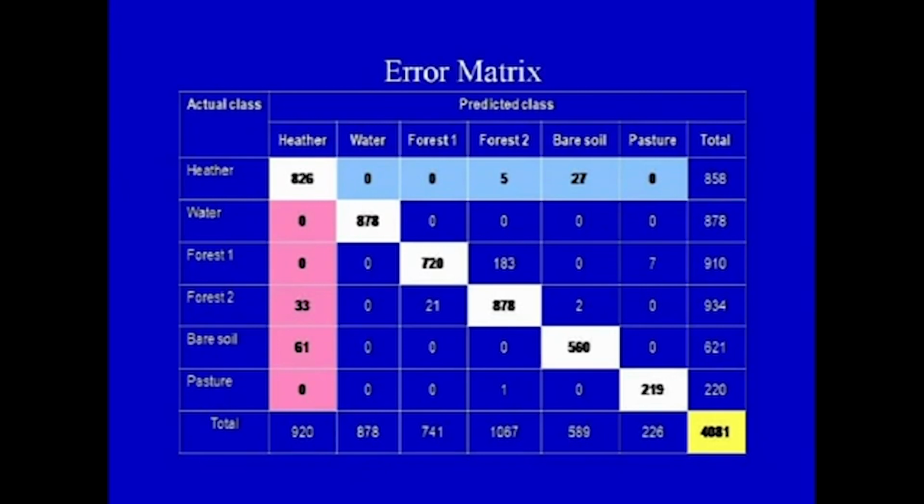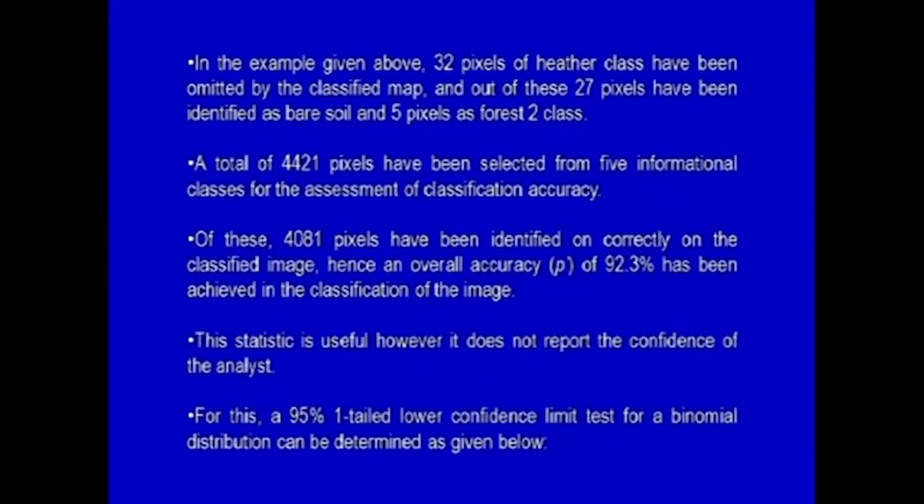here. In this we find that a particular classification has been carried out for 6 types of land use and land cover. And what we find is that out of the total number of points which are available, that is 4,421 pixels, 4,081 pixels have been identified correctly on the classified map, and hence the overall accuracy is of the order of 92.3%. This statistics is useful, however, it does not report the confidence of the analyst.